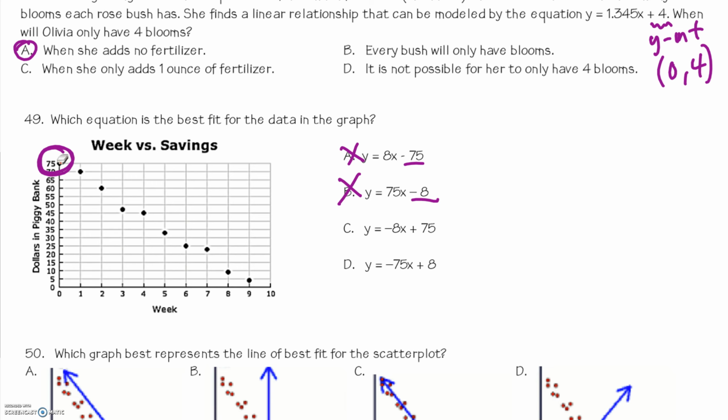So now if I go back, I'm looking, C has a y-intercept of 75. D's way down here, that's too low, so D is out. So just by process of elimination, my line is going to have a negative slope, and it's going to have a y-intercept of 75.